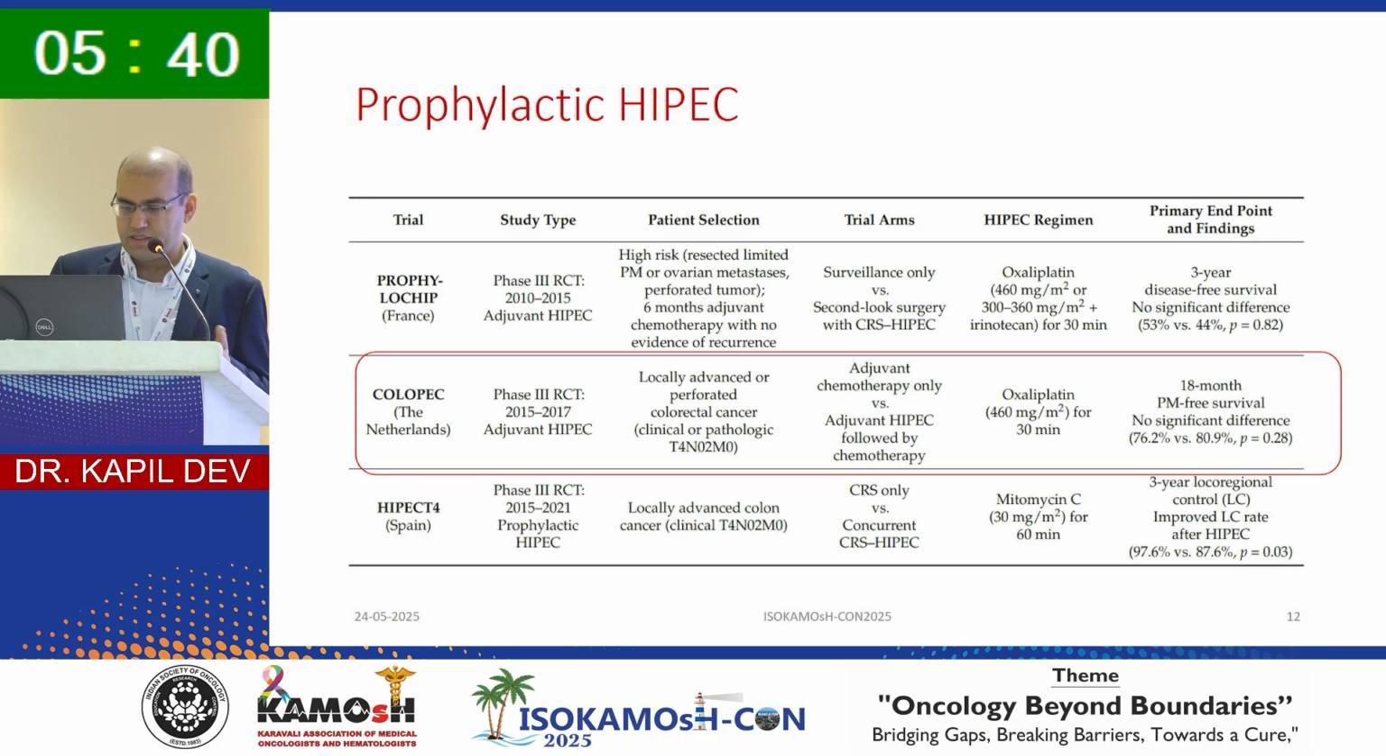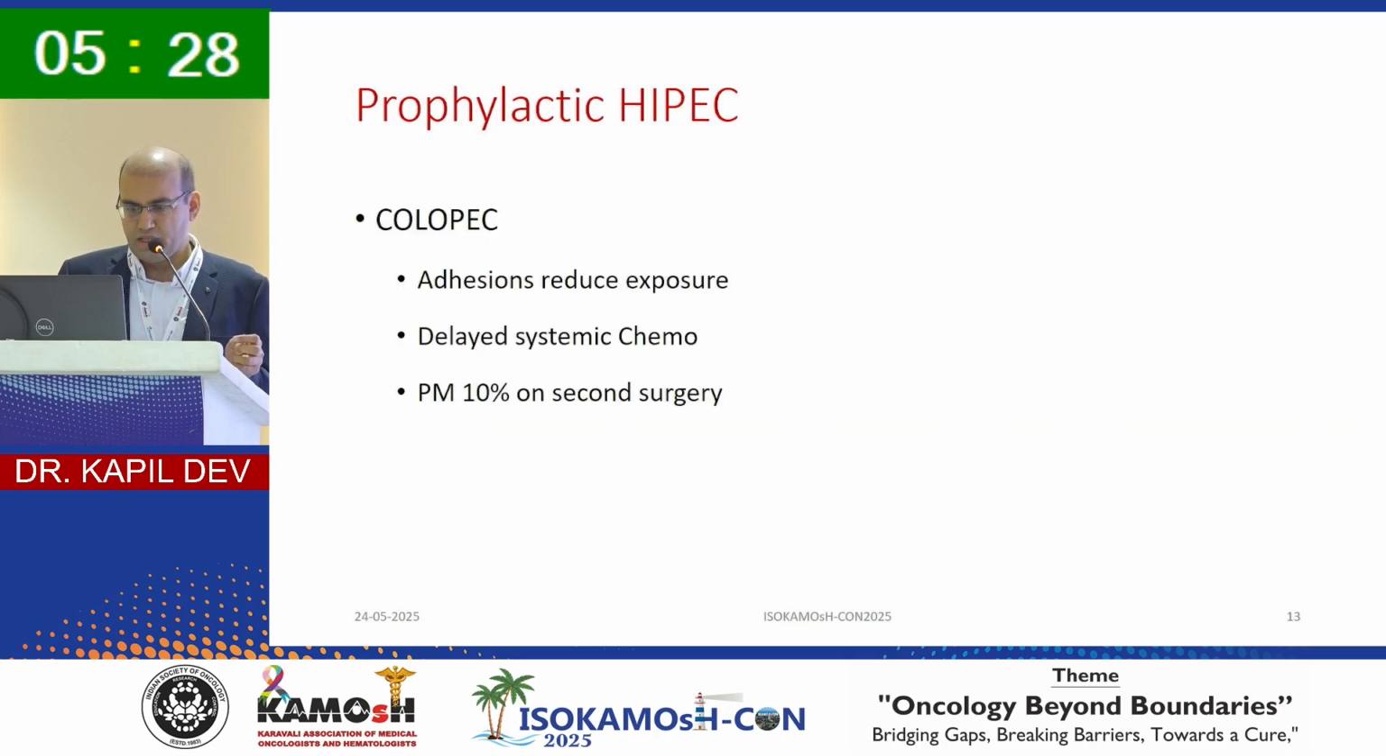Second is the Colopec. Some patients had locally advanced or perforated disease. They included T4, N0 to N2. And they also found no survival advantage in either group. In this study, the drawback was that they used second-look surgery laparoscopically in maximum patients, around 90%. So there might be chances that most of the patients, 70%, had adhesions. They reduced the exposure area, and delayed systemic chemo was also there. So at the time of second-look surgery, only 10% of patients had peritoneal metastasis.